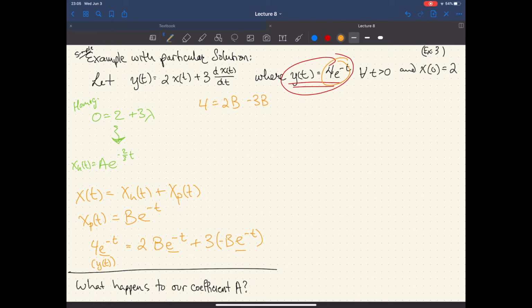So, good luck. 4 is equal to minus b. B is equal to minus 4. Okay? So this gives us x_p(t) is equal to minus 4 e to the minus t.